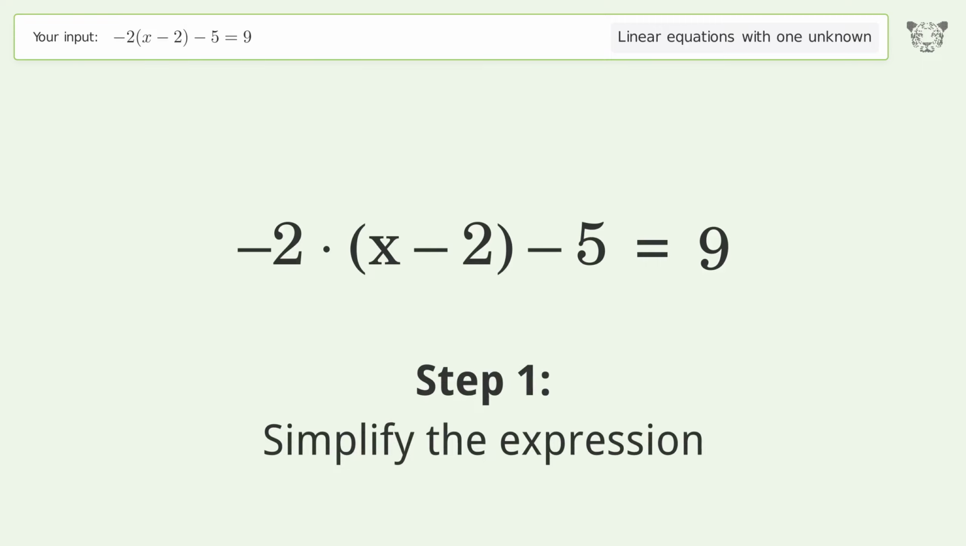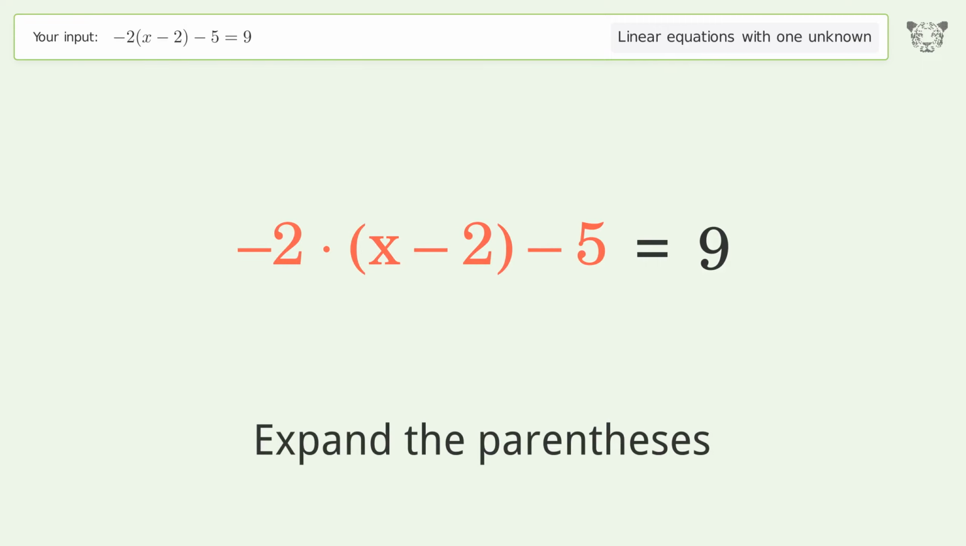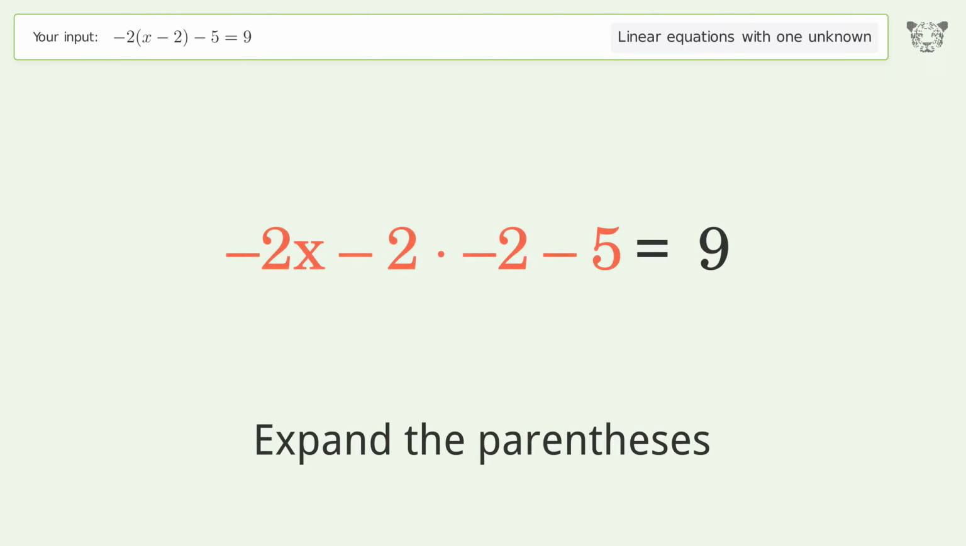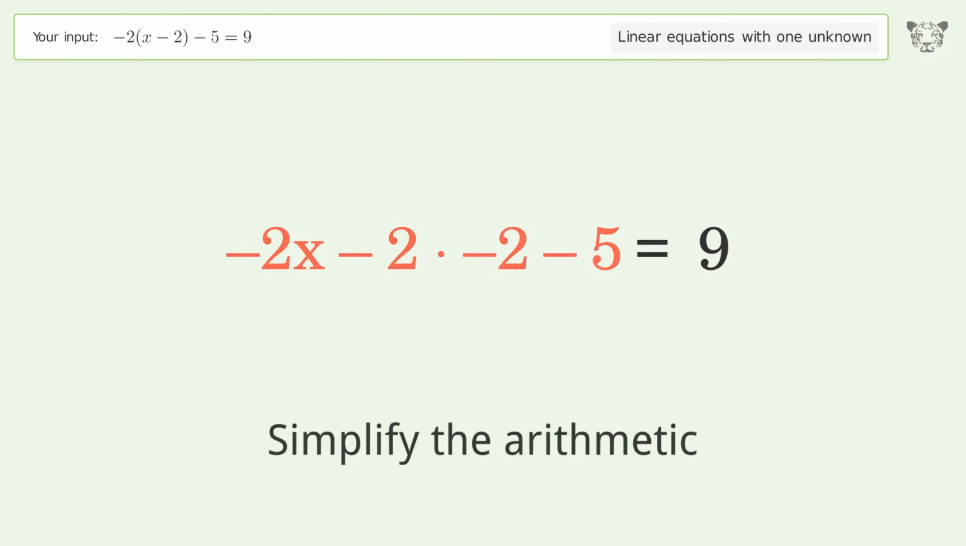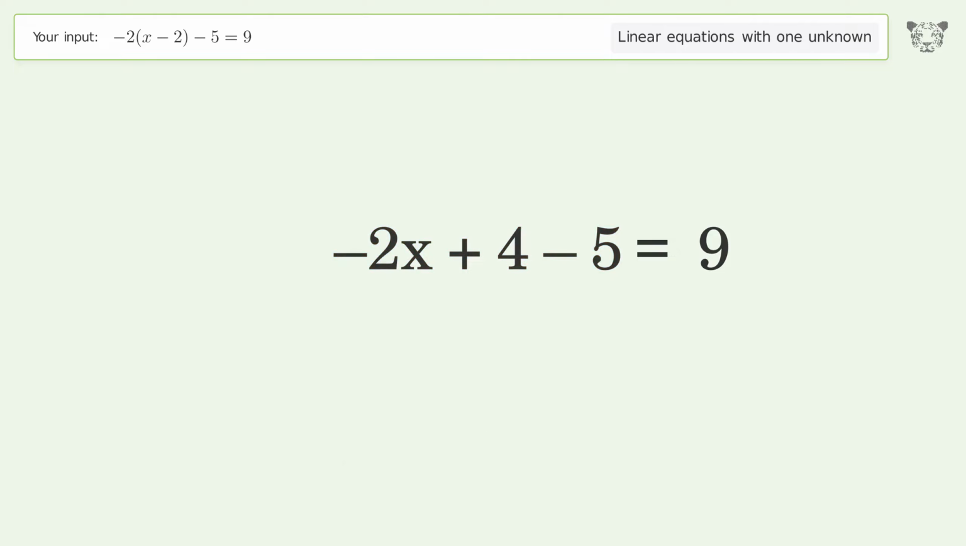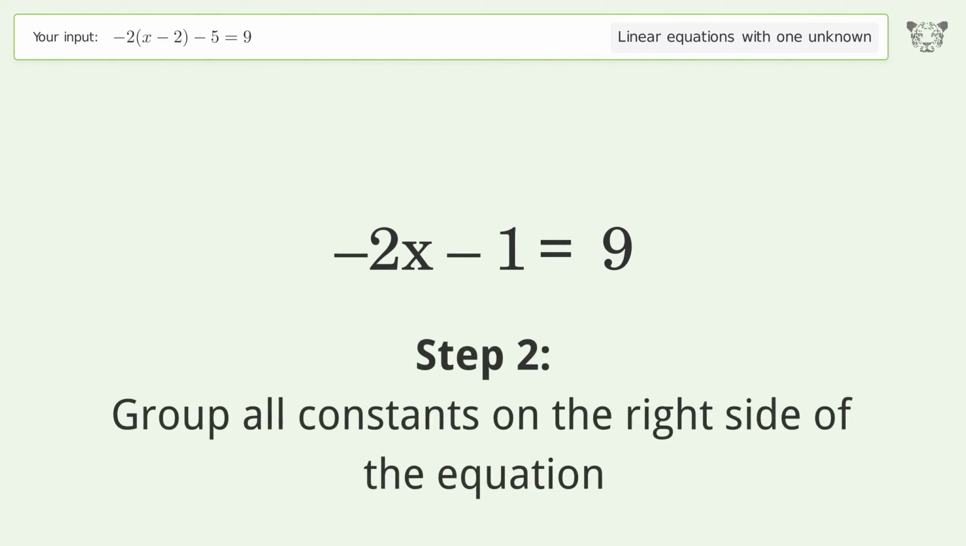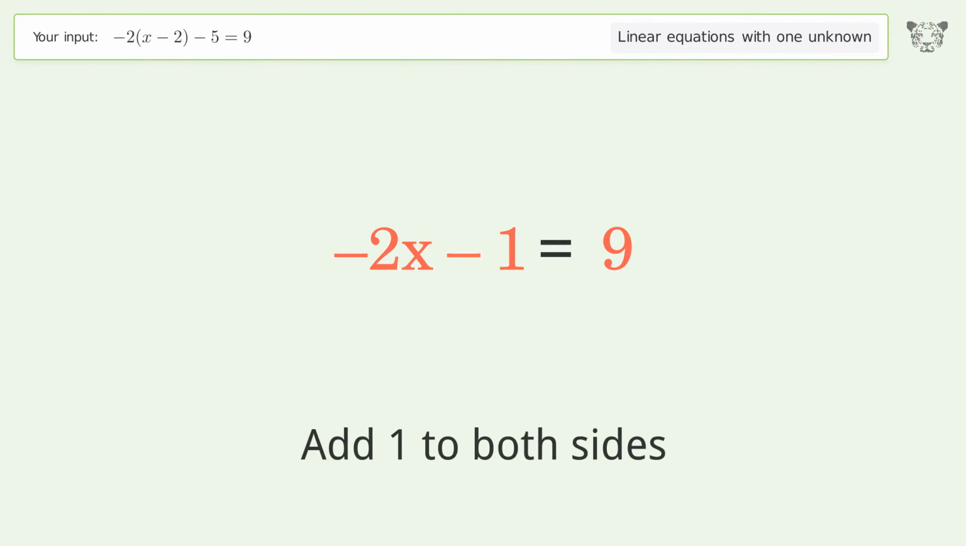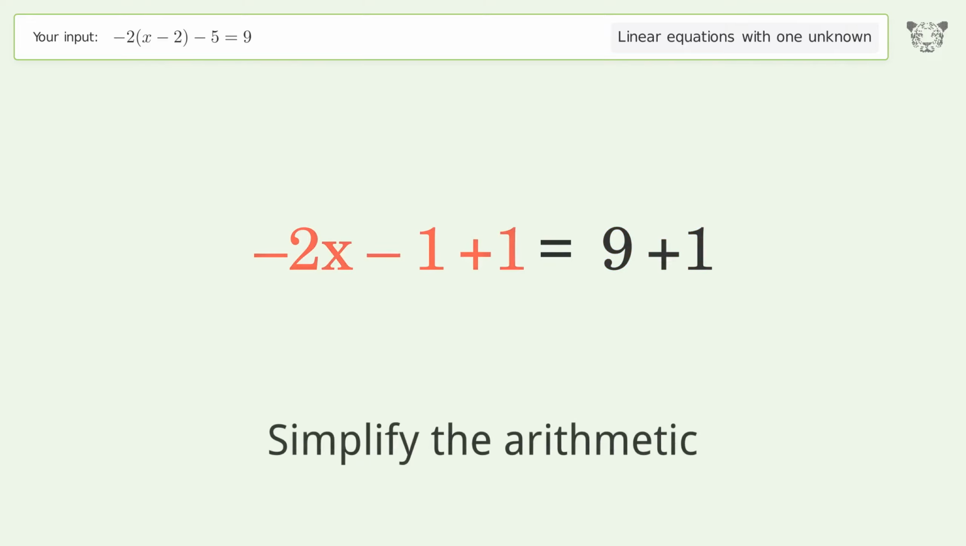Simplify the expression. Expand the parentheses. Simplify the arithmetic. Group all constants on the right side of the equation. Add 1 to both sides. Simplify the arithmetic.